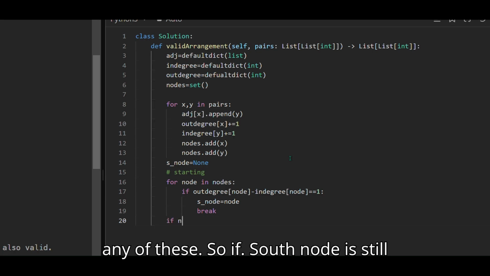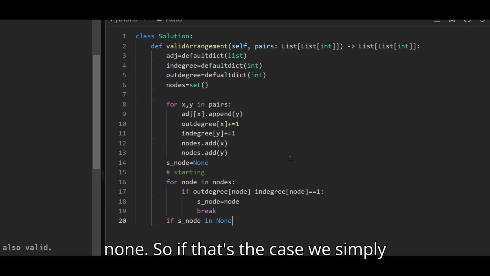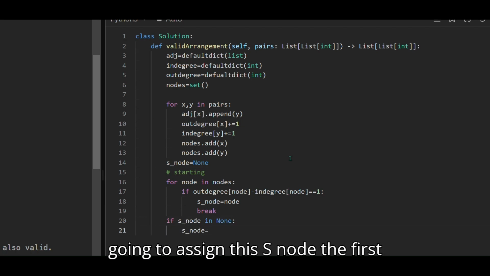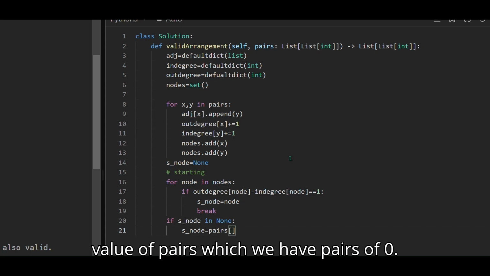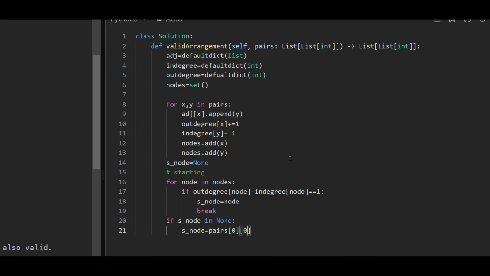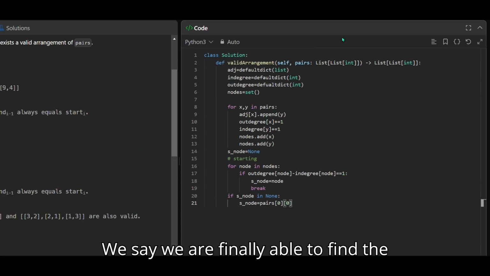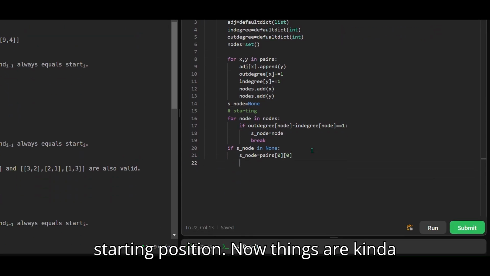So we can pick any of these. So if the start node is still none, we're simply going to assign this start node the first value of pairs, which is pairs of 0 comma 0. Since we got this, we can just move on. We say we are finally able to find the starting position. Now things are kind of easy.